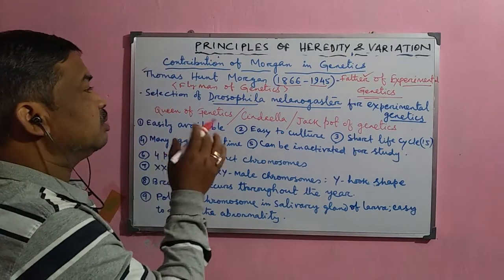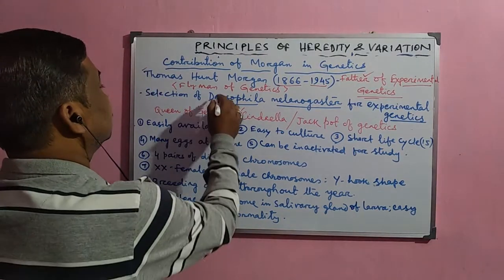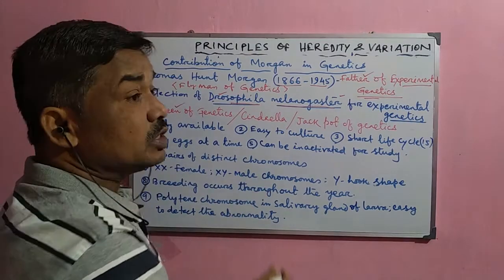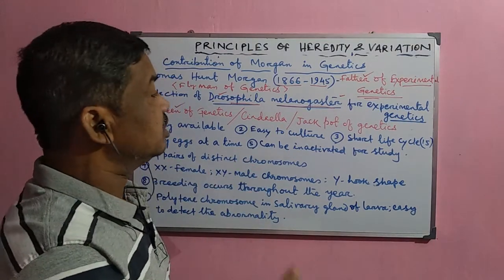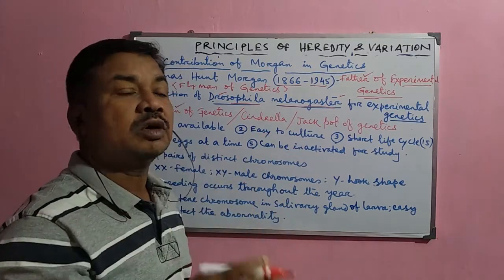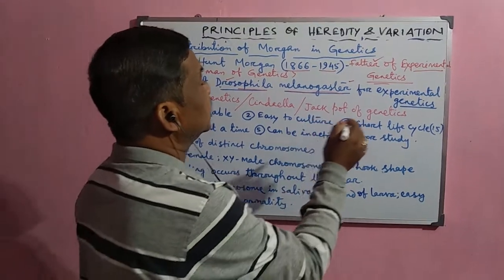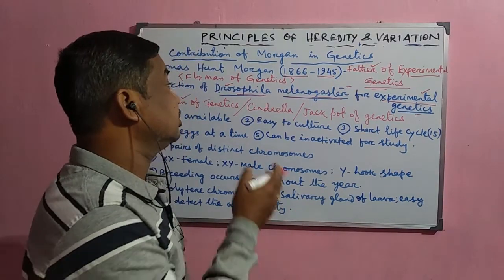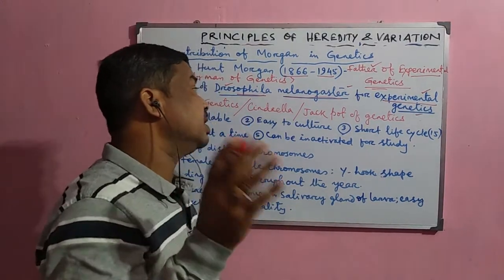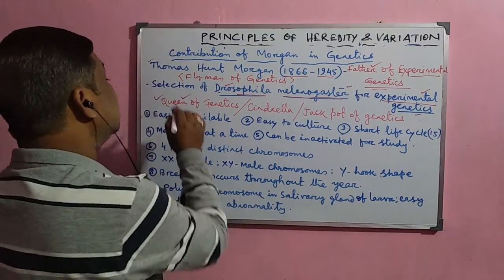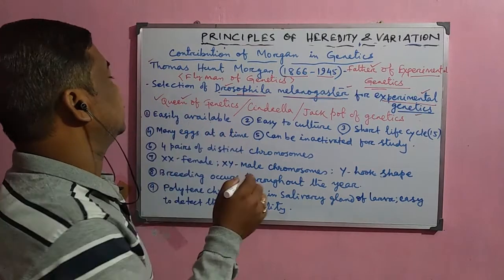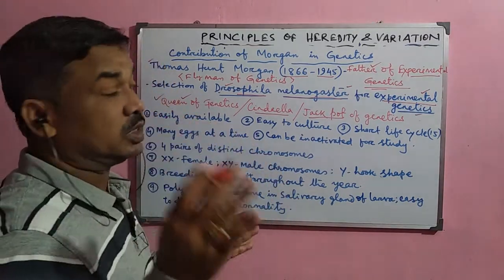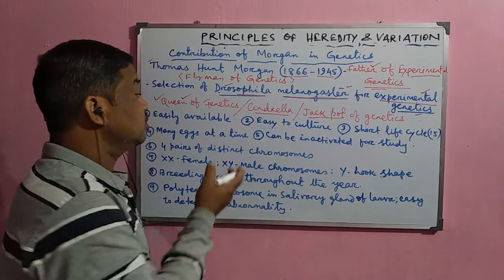Now, the famous experiment he conducted was on Drosophila melanogaster, which is also called the queen of genetics, because this is a very good specimen, a very good material for the study of genetics, particularly experimental genetics. Now, why did T.H. Morgan select Drosophila melanogaster as the suitable material for his experimental studies in genetics? It is also sometimes called the Cinderella, or the jackpot of genetics, whatever the case may be. But this material is very much suitable due to the following reasons.